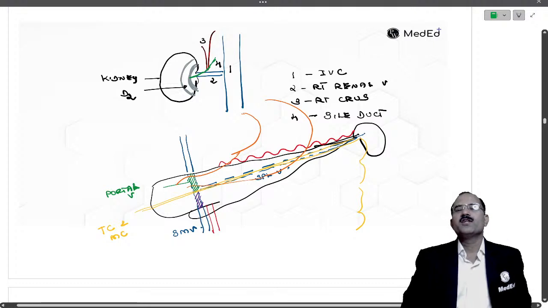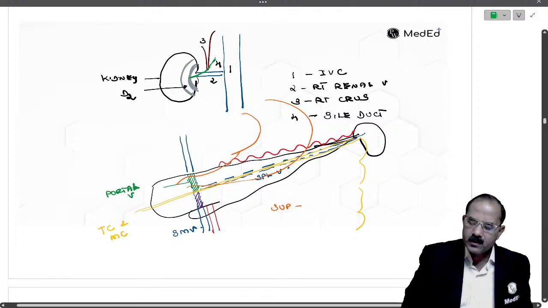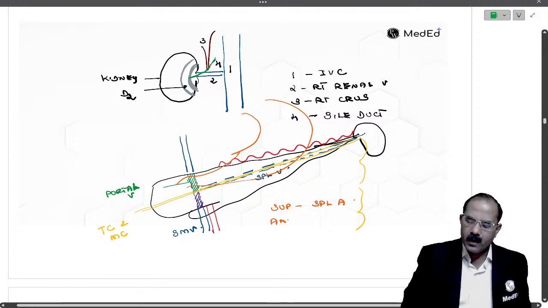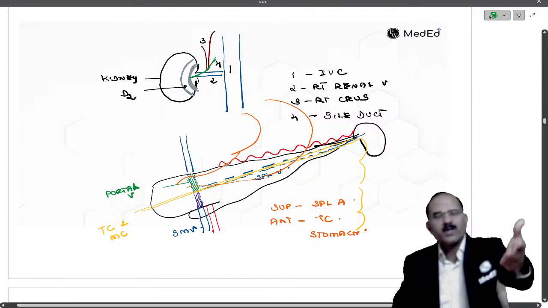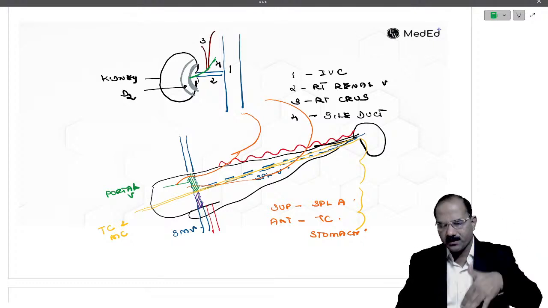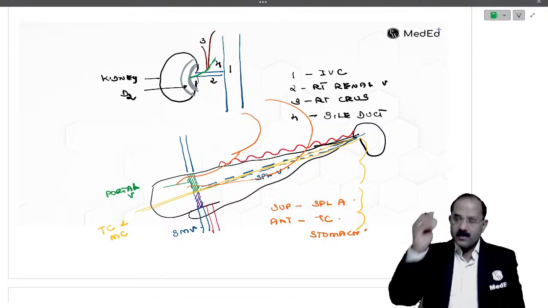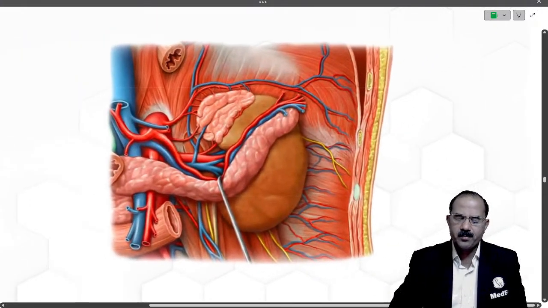So anterior relations of the body of the pancreas: superiorly the splenic artery. Anteriorly is the transverse colon, the stomach. The stomach bed, what comes in the stomach bed is the pancreas, right? The anterior relation of the pancreas: the stomach, the transverse colon. Now, what is difficult is the posterior relation of the body.